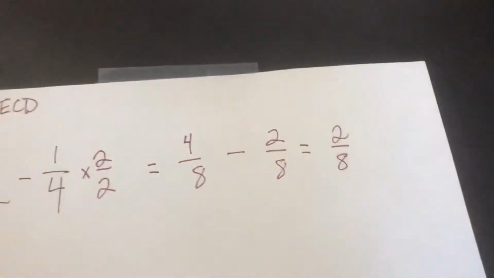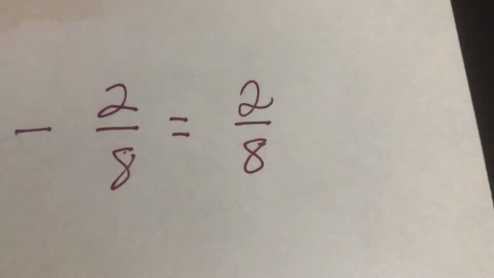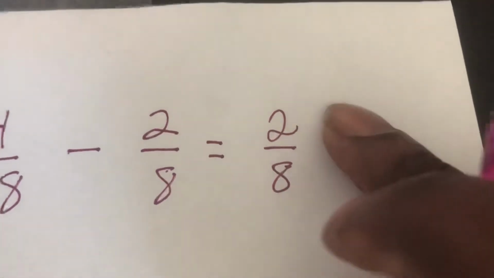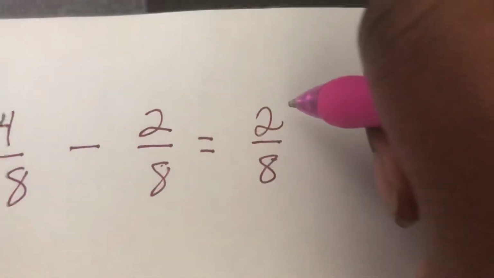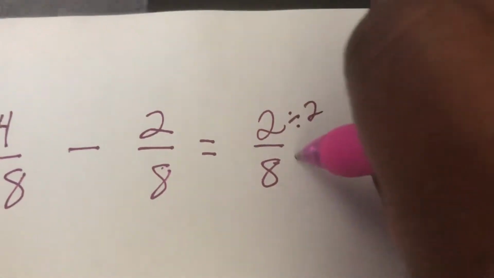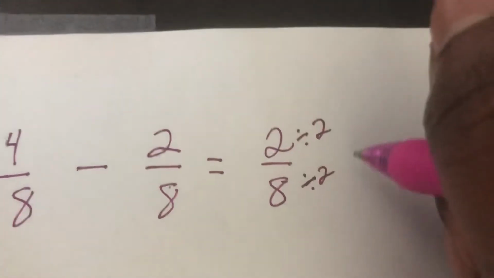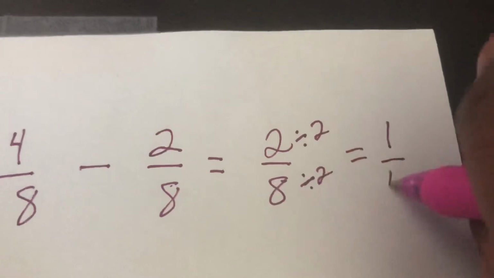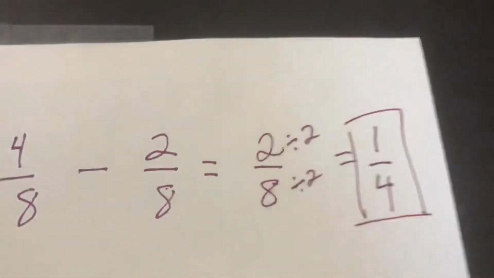Easy. 2 over 8. And you know that can be simplified because these are both even numbers. So they can automatically be simplified by dividing by 2. So 1/4. There you go.